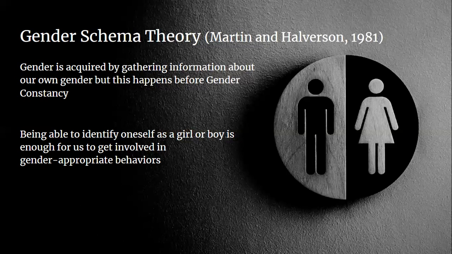That is dictated, or not really dictated, but sort of prescribed, should I say, by the culture, by your surroundings. Again, going back to social constructs and symbolic interactionism. Being able to identify oneself as a girl or boy is enough for us to get involved in gender appropriate behaviors. That is why gender labeling during the young age before gender constancy is very crucial and important.